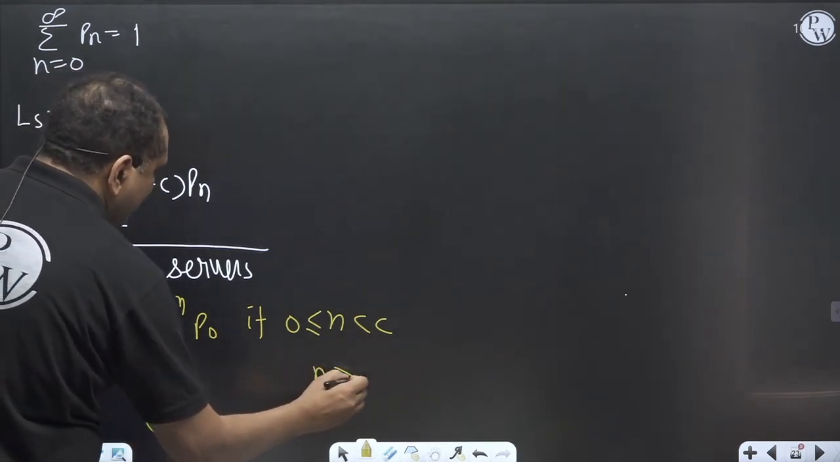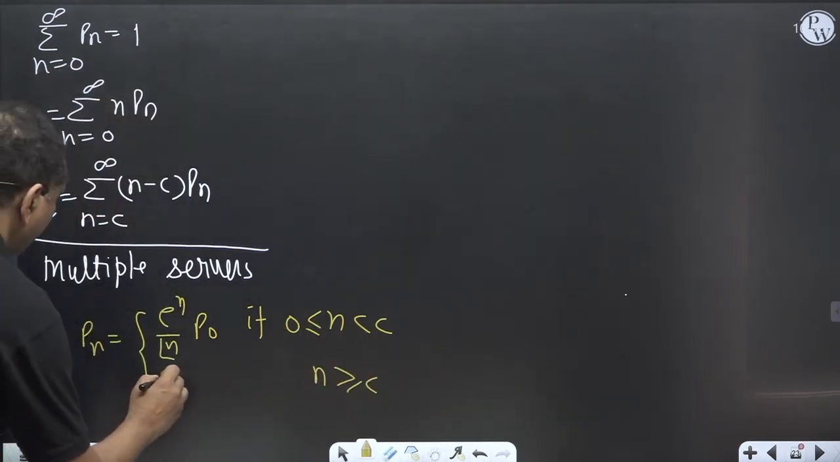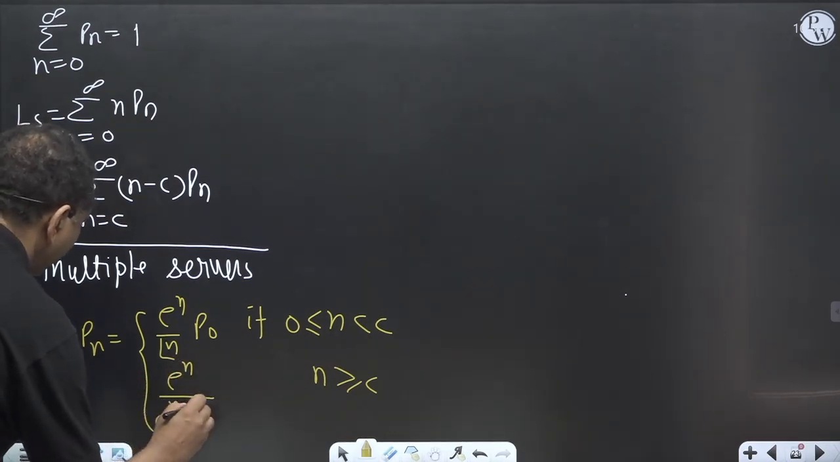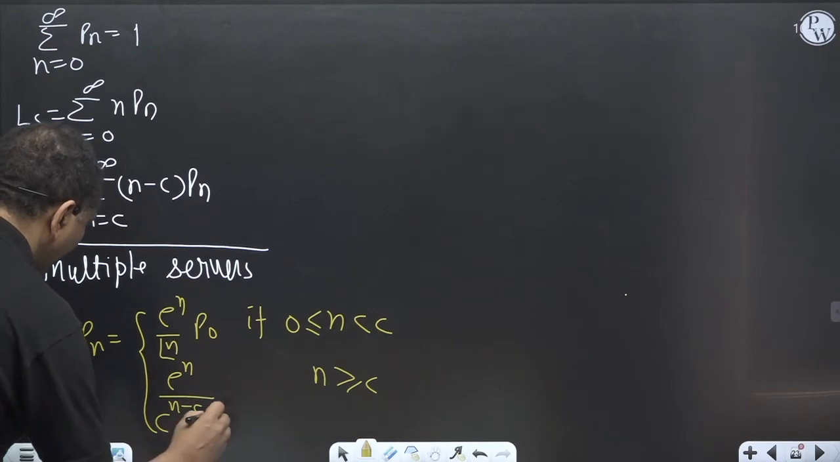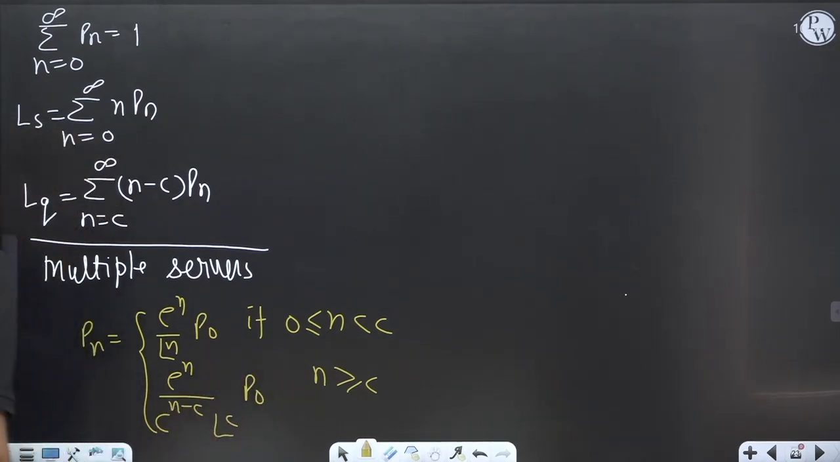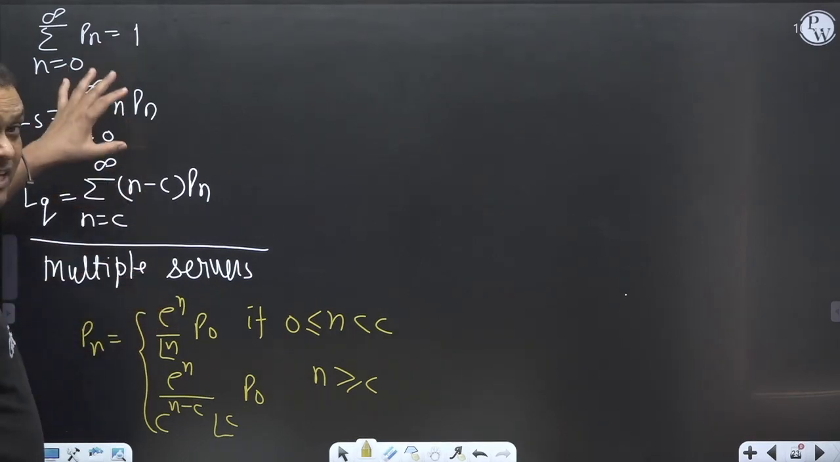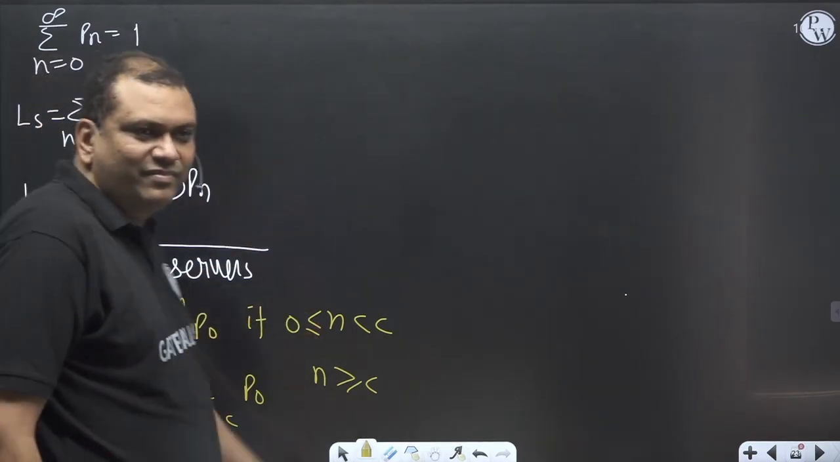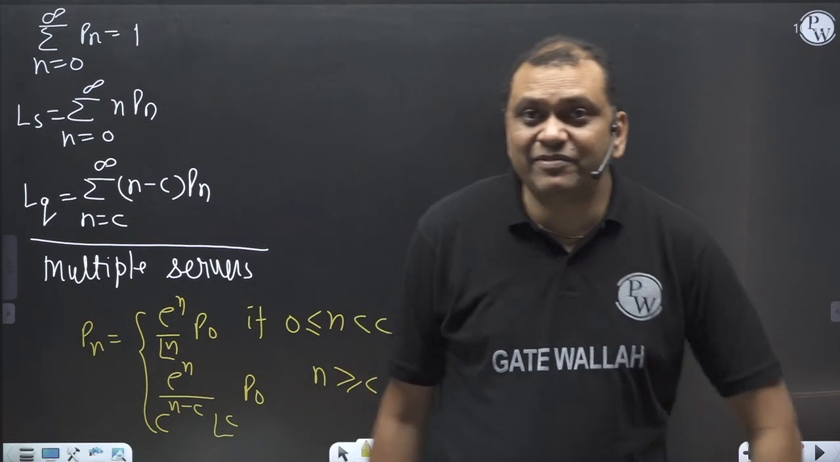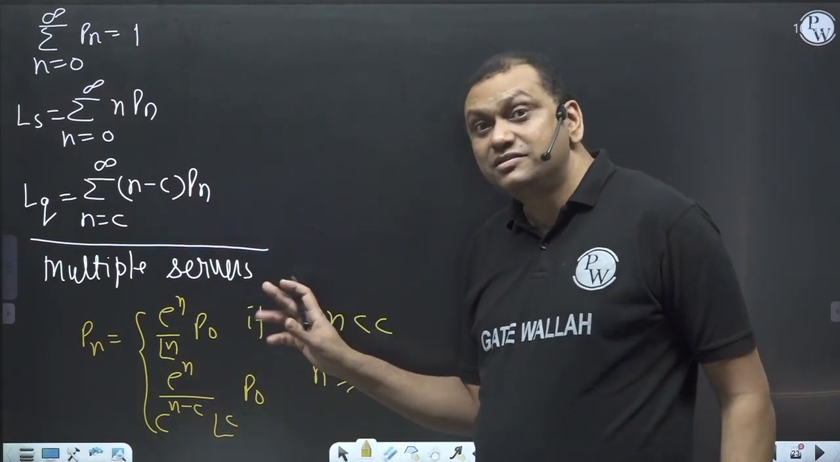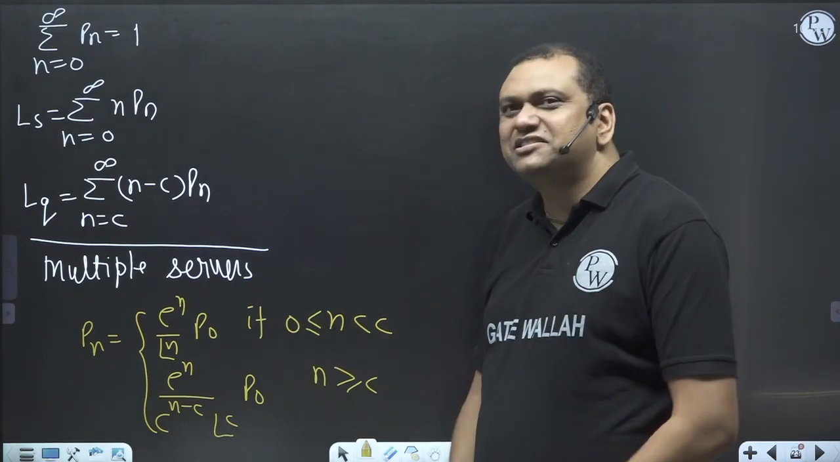But when n is greater than or equal to c, it is rho raised to power n over c raised to power n minus c, factorial c, P naught. So for multiple server, only these things will change. Rest everything will be same. Previously, Pn equals rho raised to power n P naught for single server. For multiple server, this is the situation.